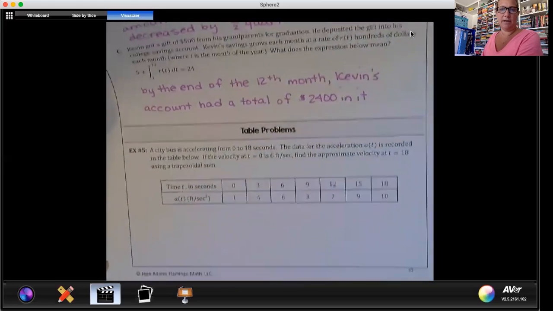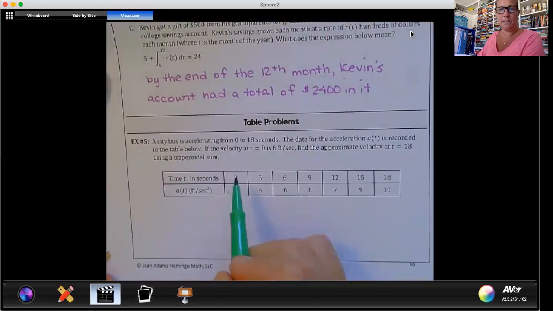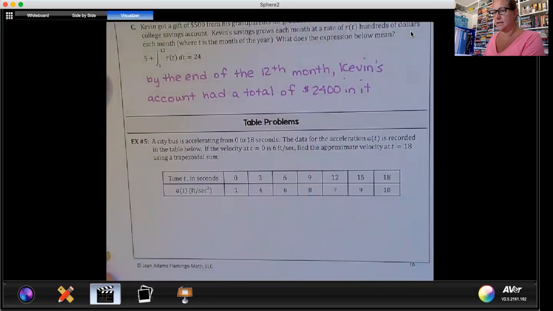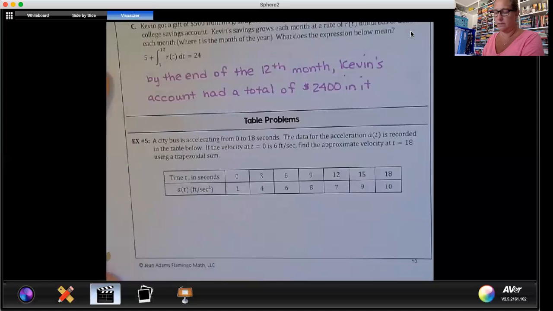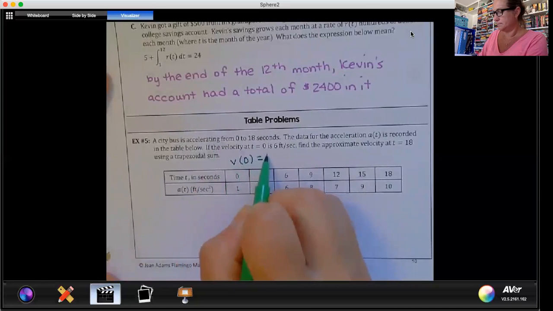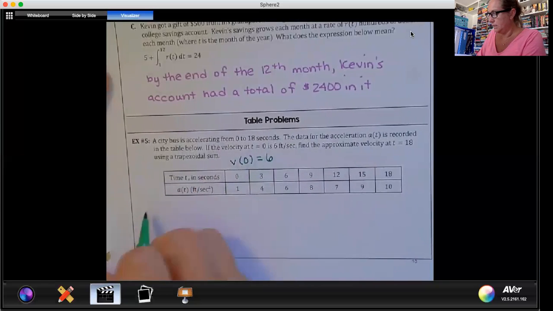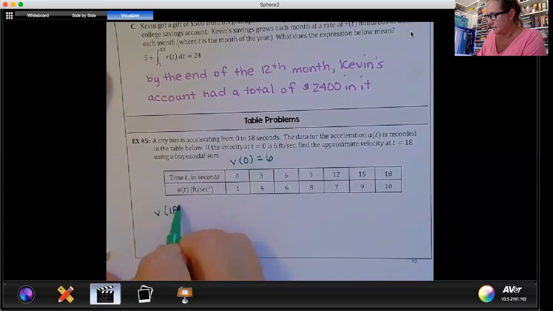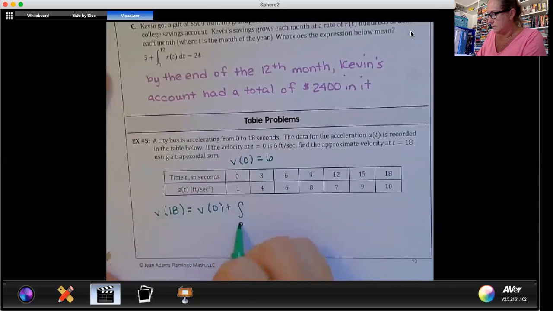A city bus is accelerating from 0 to 18 seconds. The data for the acceleration is recorded in the table below. If the velocity at time t equals 0 is 6 feet per second, find the approximate velocity at t equals 18 using a trapezoidal sum. So you know v of 0 equals 6. So v of 18 is going to be v of 0 plus the integral from 0 to 18 of acceleration.